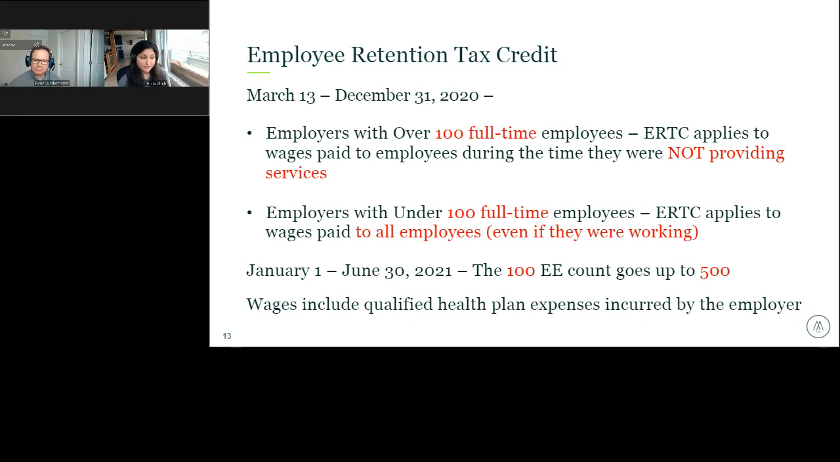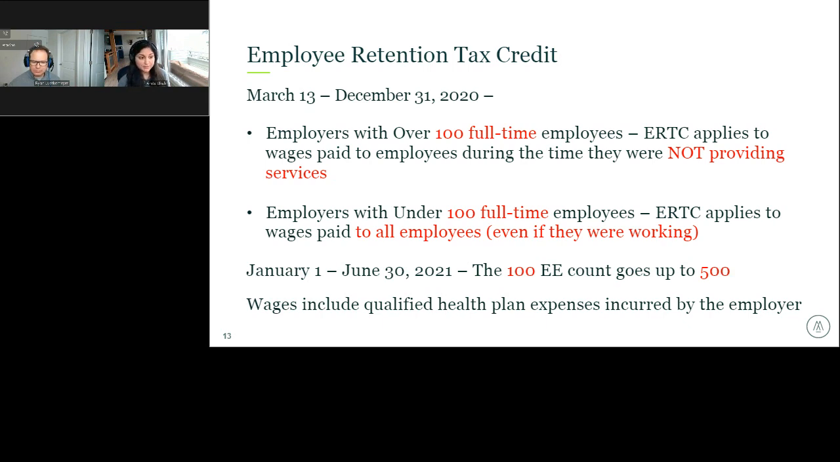Now, if you have less than 100 full-time employees, then this tax credit is applicable to all wages paid to your employees, even if they were working. For the over 100 employees, it's a little bit more narrow. So it's more beneficial right now for 2020 for tribal governments and tribal entities with less than 100 full-time employees, because the ERTC can apply to all wages paid to them. In 2021, this 100 employee count now goes to 500 employees.